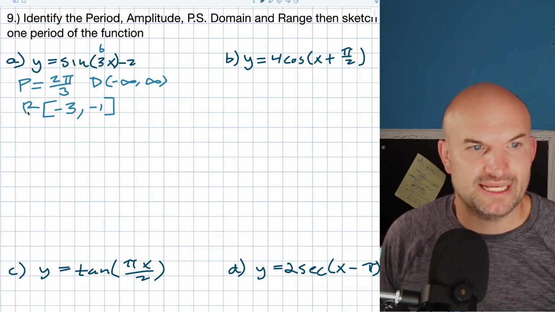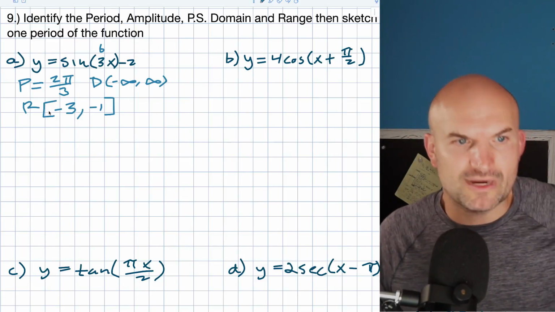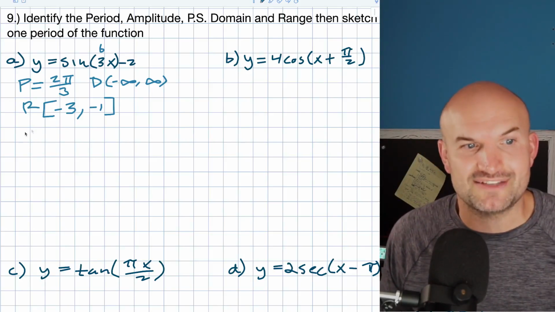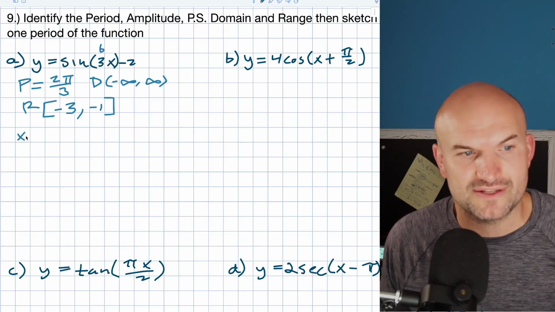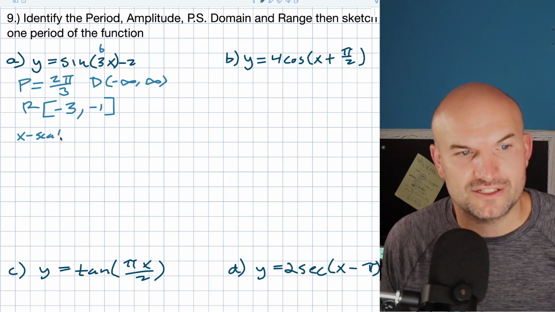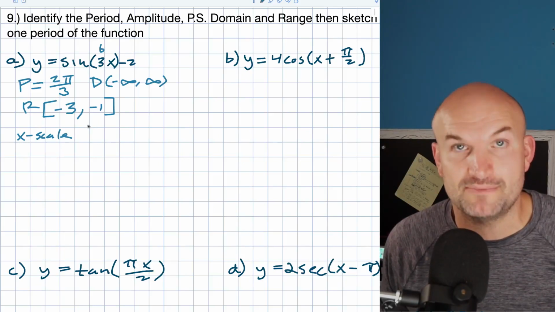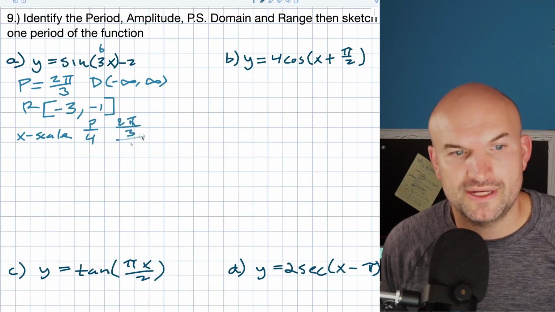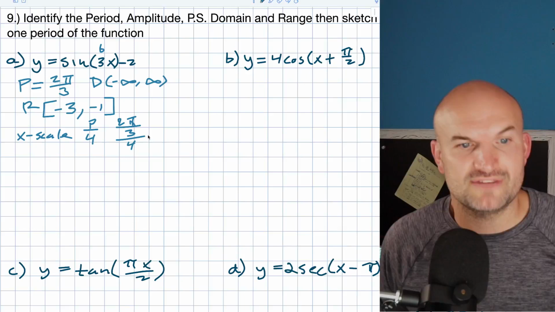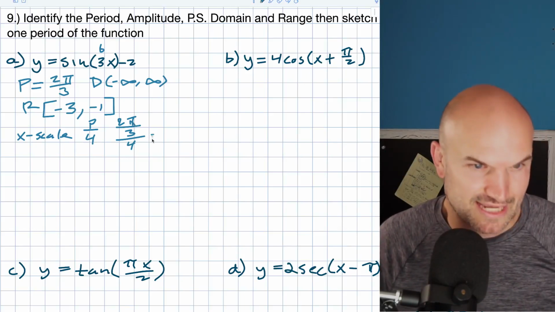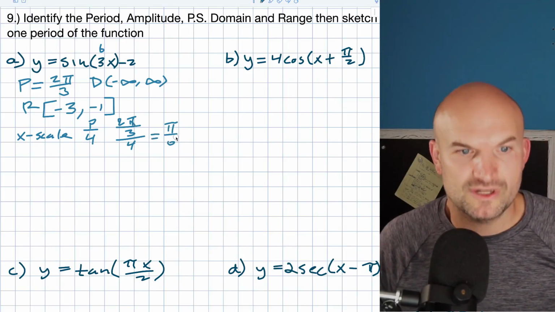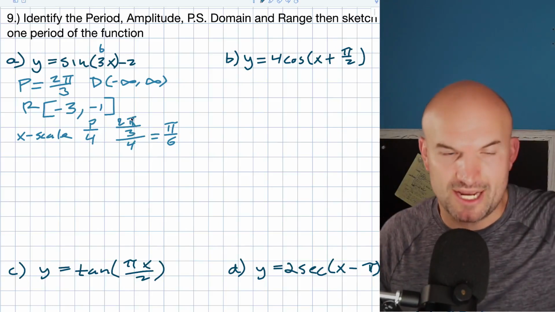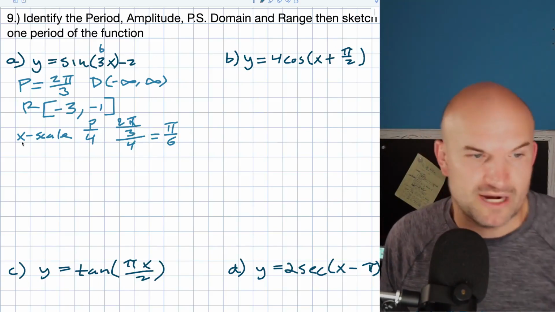The other thing I like to do when I'm trying to sketch a graph is find the x scale. To get the x scale, all you're going to do is take the period and divide it by 4. So I'll take 2 pi over 3 and divide that by 4. In dividing by that 4, I'm going to get pi over 6. Technically that's 2 pi over 12, which reduces to pi over 6.